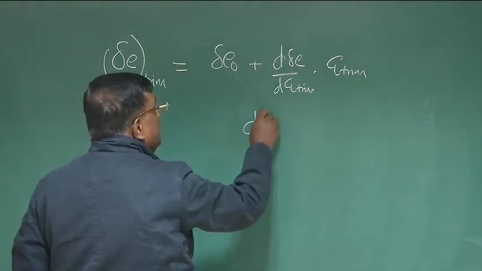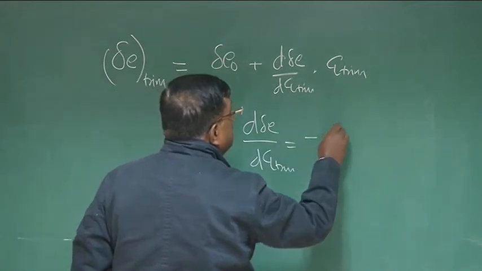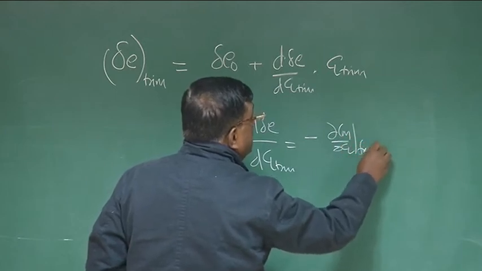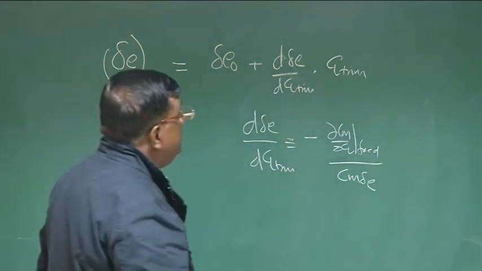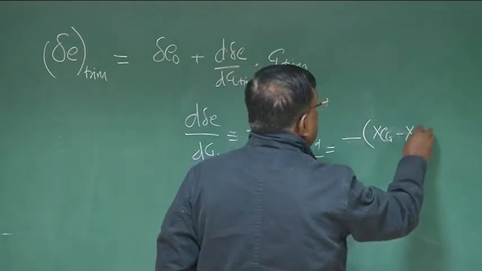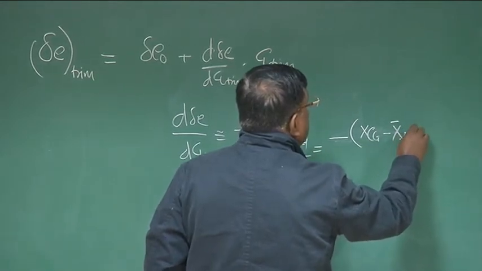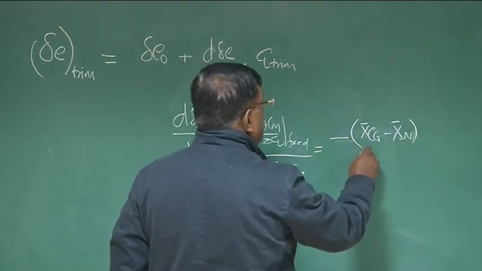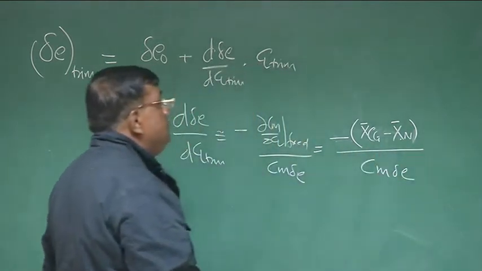And we have also seen that d delta E by dCl trim is equal to minus dCm by dCl fixed-stick-fixed, by Cm delta E. In an approximate manner, we have neglected a few terms, and this is nothing but minus xCg minus xn naught, or xnp, whatever notation you are using. This is the neutral point, divided by Cm delta E. Right?